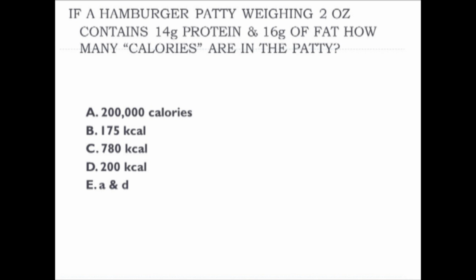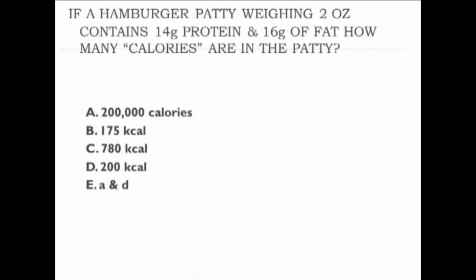So let's try this problem. If a hamburger patty weighing 2 ounces contains 14 grams of protein and 16 grams of fat, how many calories or kilocalories are in the patty? So the answer will be dependent on you acknowledging that calories come, in this case, from protein and from fat, and that there are 4 calories for every gram of protein, 9 calories for every gram of fat. So now it's a matter of identifying correctly what the calories and or kilocalories are in this patty.